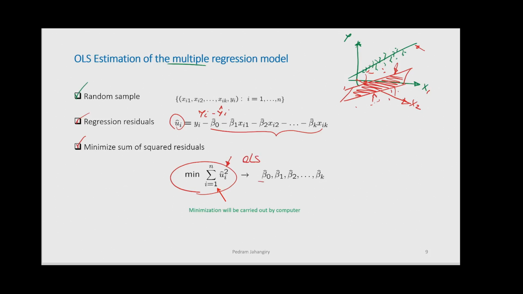OLS will give back beta hat 0, beta hat 1, beta hat 2, and so on. And then we can interpret them. Of course, this minimization will be carried out by computer. For simple regression model, we could do it manually, but for multiple regression model, it doesn't make sense to do it manually. Either way, we use R to calculate these numbers for us.